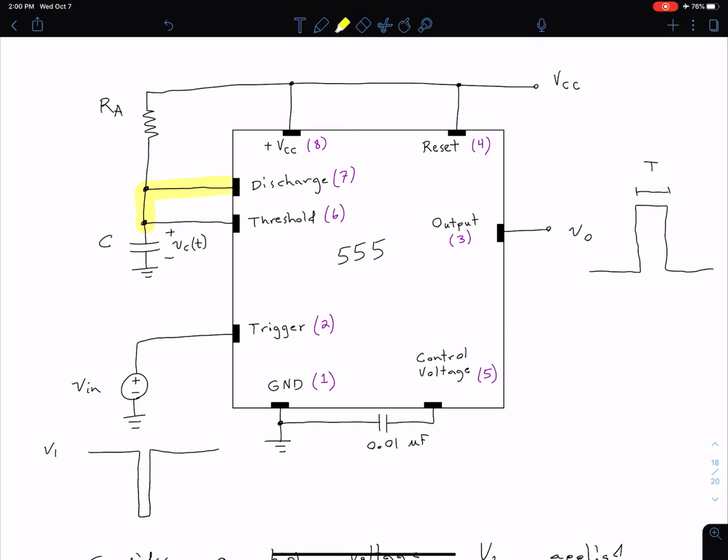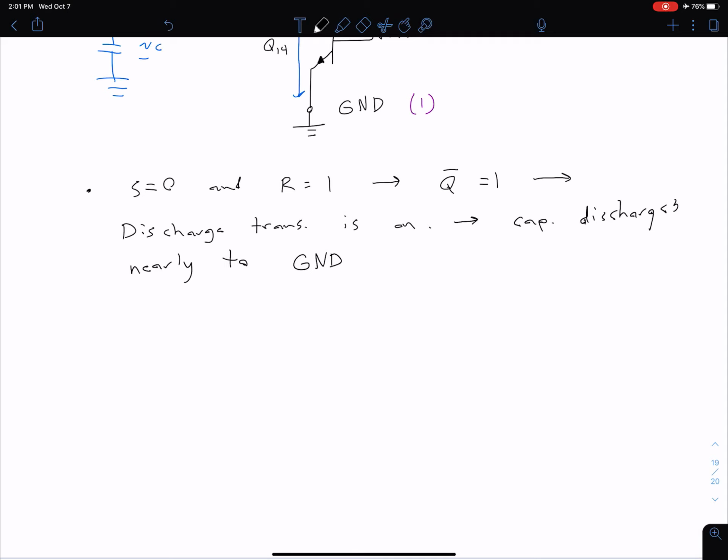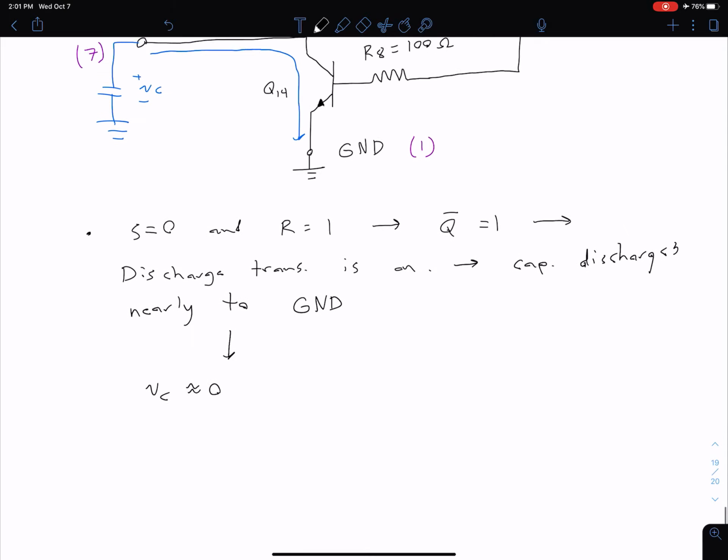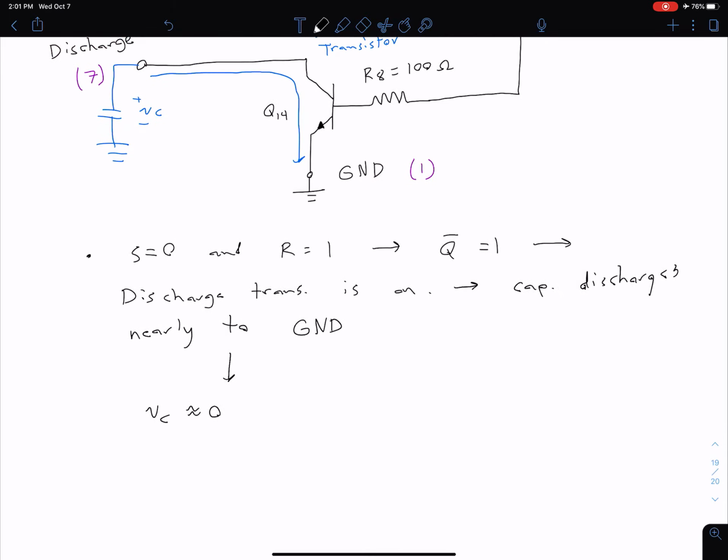So coming back up here, when this is on, our capacitor discharges nearly to ground. Okay, so after it has discharged to ground, what we can see is that our VC is going to be approximately 0. We might still have some residual charge based on the voltage across our base emitter junction there, but our VC is going to be approximately 0.